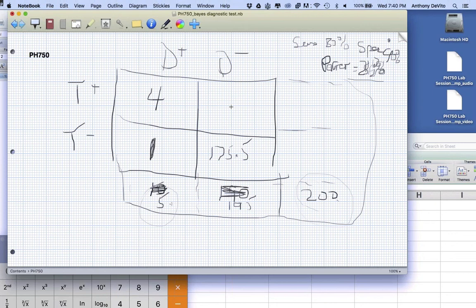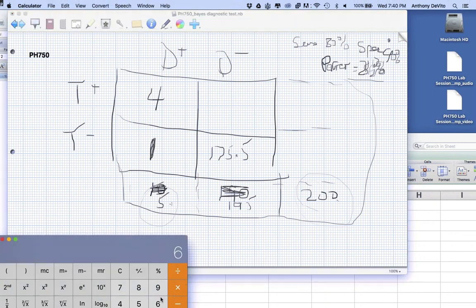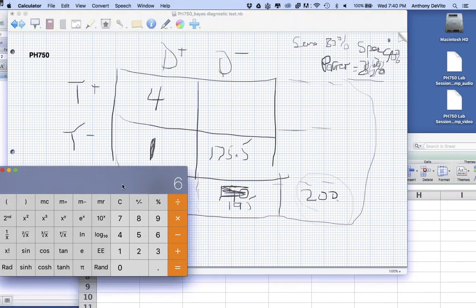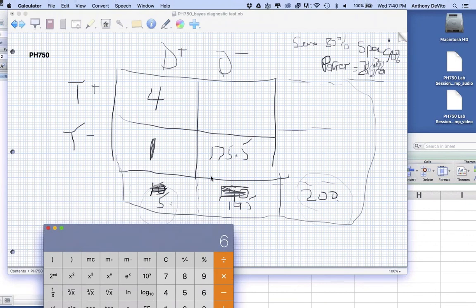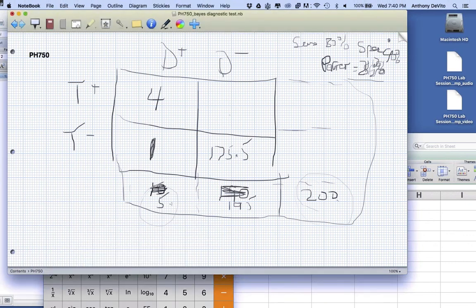Now, how often would I get it wrong? Well, it's going to be the difference between 195 and 175.5, and that's 19.5. Whoops. Maybe I should have stuck with 5%, right? Because I would have wound up with even numbers then. But trust me on this, it's going to work out just as well in the end.